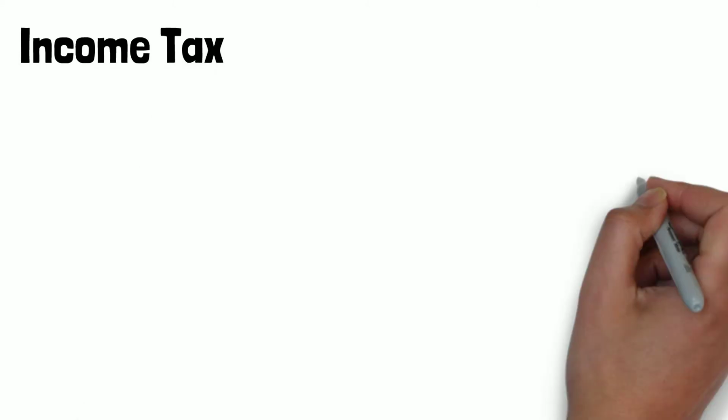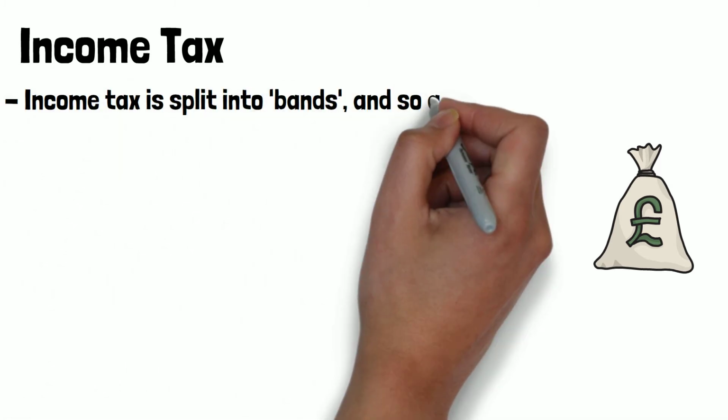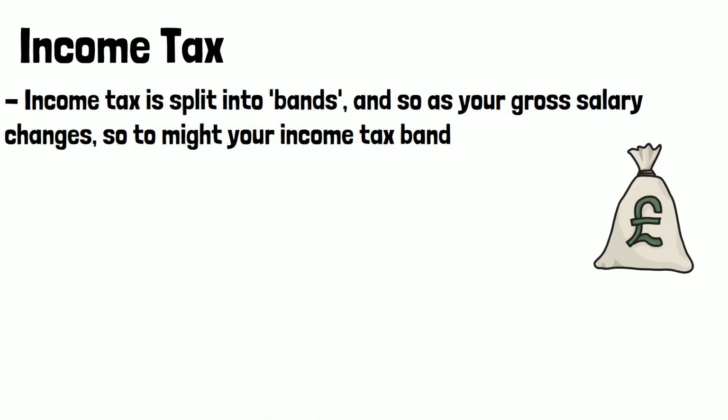Income tax is the first part of calculating your overall tax on income. Income tax is split into bands, and so as your gross salary changes, so too might your income tax band. It is important to note that you are only taxed at the said rate for the specific income which it falls into, rather than your whole income.